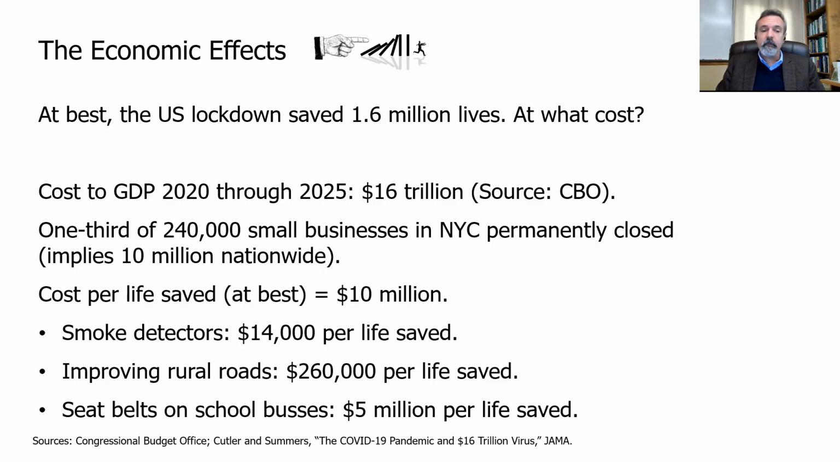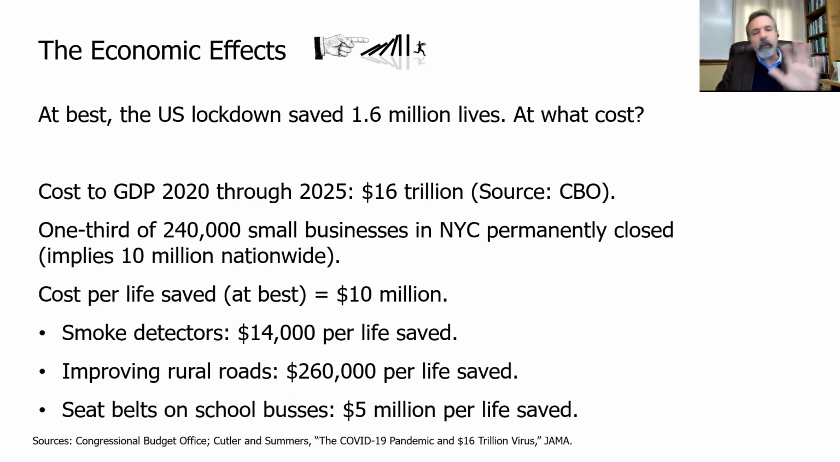Smoke detectors, for example, save lives from fires at the cost of $14,000 per life saved. That's not $14,000 per smoke detector. It's $14,000 per life saved by smoke detectors. Improving rural roads save lives at a cost of about $250,000 each. Putting seatbelts on school buses save lives at a cost of about $5 million for each life saved. So these are things that we can think of in comparison. In comparison, all of a sudden, the cost of saving lives using a lockdown seems remarkably high.